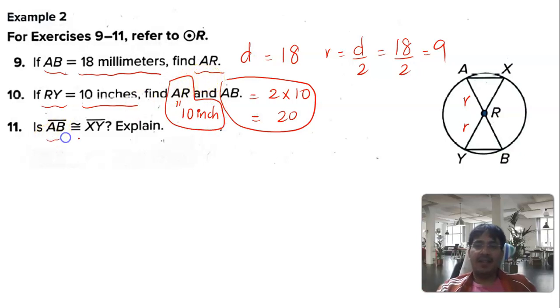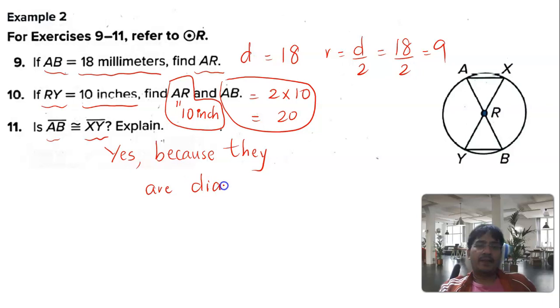Is AB congruent to XY? Yes, AB is congruent to XY. AB is the diameter, XY is also the diameter. Yes, they are congruent because they are diameters, obviously, of the same circle, so they have to be equal.